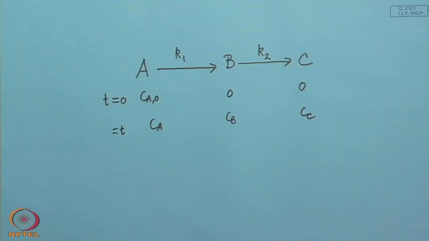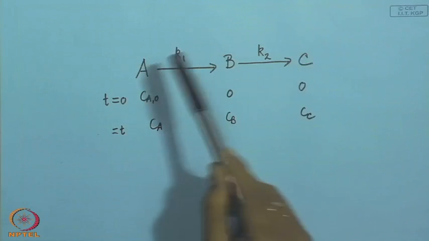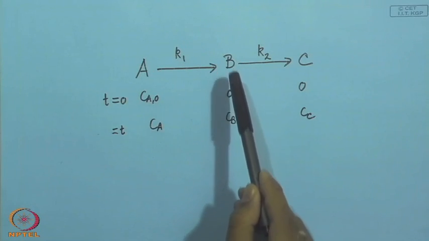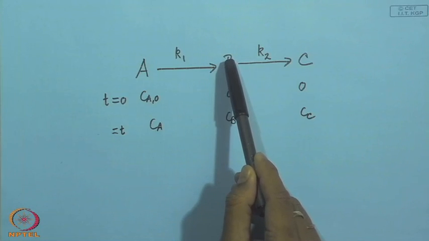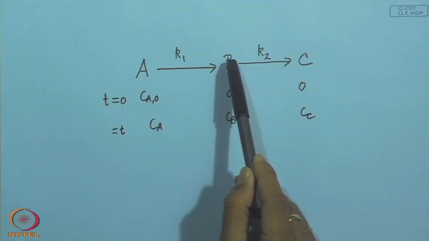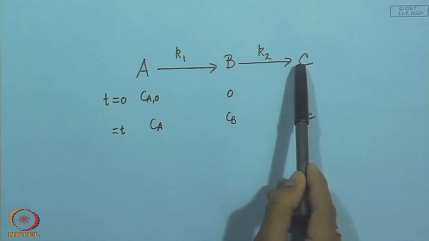Okay. So, this way the reaction will follow. At the very start, no B and no C is there, only A. The moment the reaction has started, B will slowly be produced, and when the concentration of B is appreciable, B will again start to get converted to C.